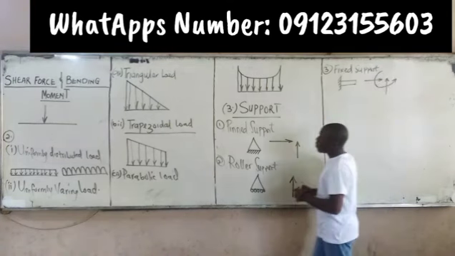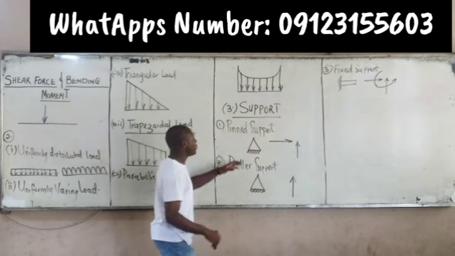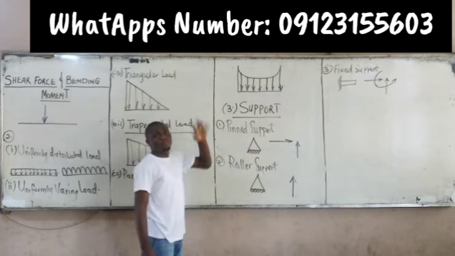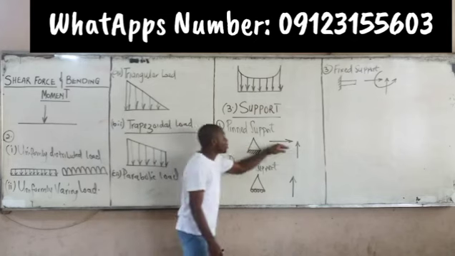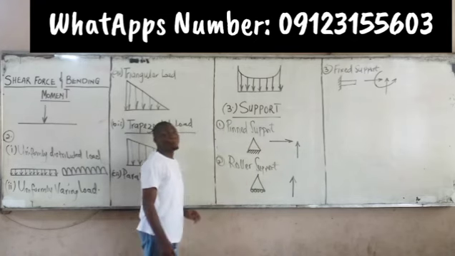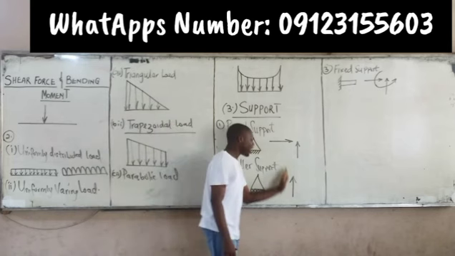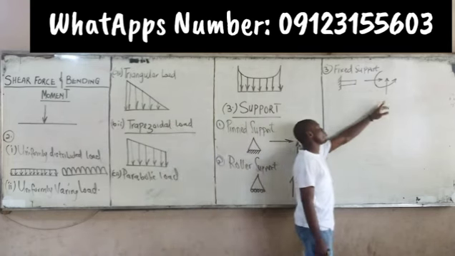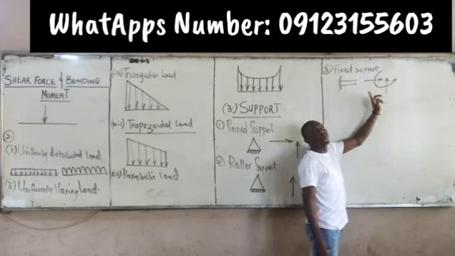A pin support. We said pin support has what? It possesses 2 reactions, horizontal and what? Vertical. Next up, roller support produces what? Just a vertical reaction, while fixed support produces horizontal and vertical with what? Moment.